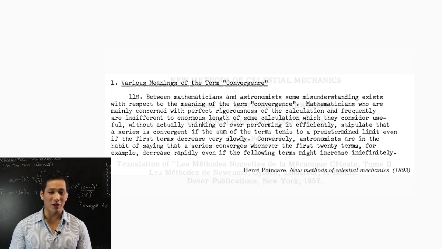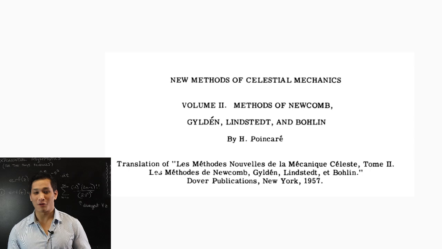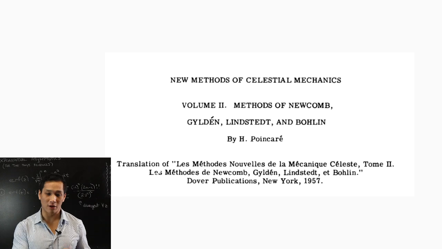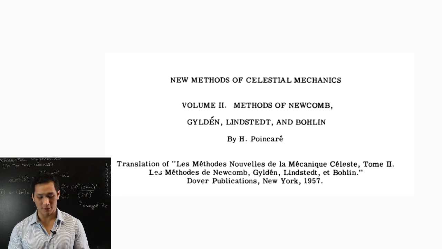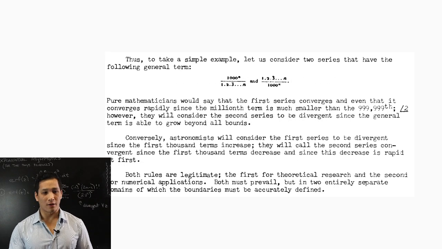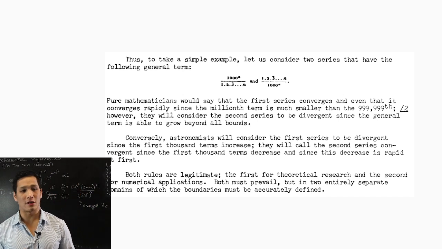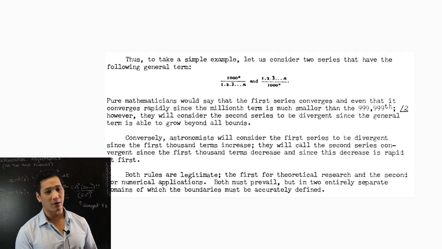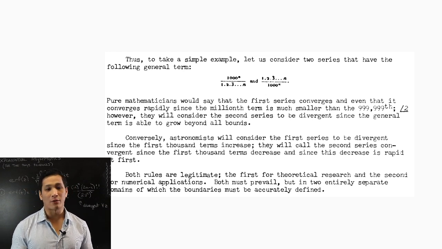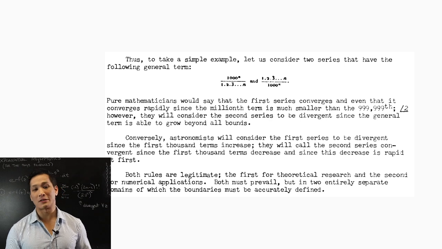So this is what I meant about his respectful nature toward convergence and divergence. He was pointing out the phenomena that we saw earlier in the error function. And this is the example he gives. Let's consider two series that have the following general term. The first one is 1,000 to the n over n factorial, and the second one is n factorial over 1,000 to the n.